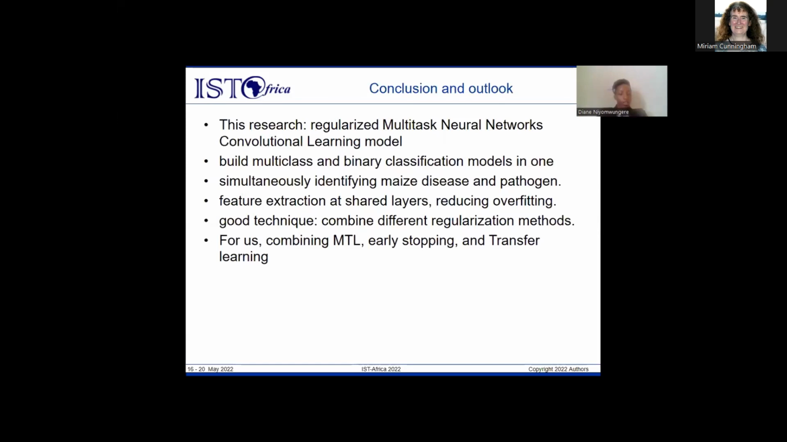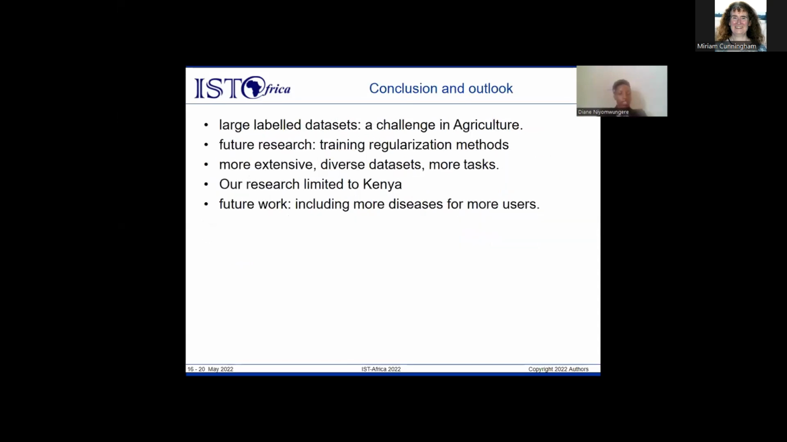This may be explained by the lack of sufficient data. While a significant amount of data is required for the best performance of convolutional neural networks, finding large labeled datasets remains a challenge in the agriculture field.